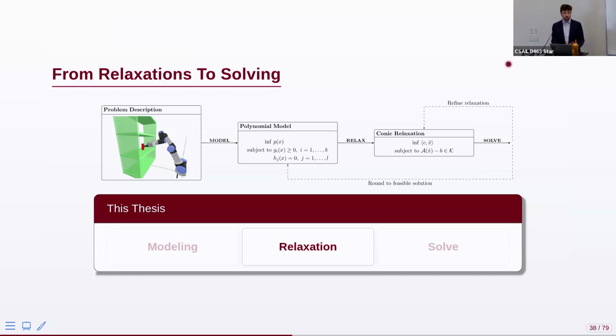That concludes the part of my thesis that goes from polynomial model to a stronger conic relaxation. Now I'm going to move on to solving. We have polynomial models, and we design the convex relaxation of these in the same way over and over again. So is there something there that we can exploit to make better solvers that are aware of the structure?